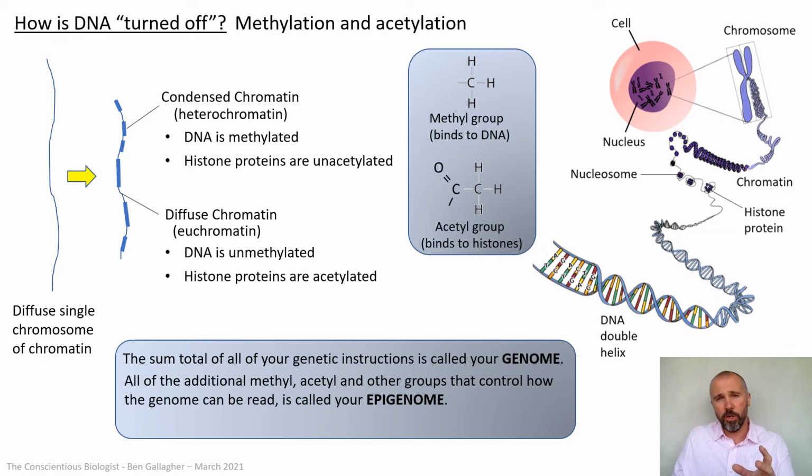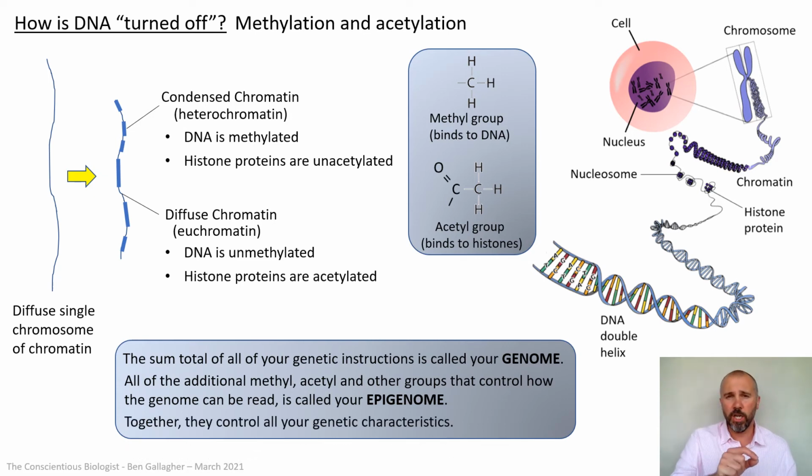So your genome is all of your genes, all of the proteins you can make. Your epigenome is how many of those are left accessible to you. The combination of those two things determines what genes get turned into proteins, and that determines all your genetic characteristics as an individual. Remember, your characteristics can also have environmental influences, but your genetic side of you is a combination of your genome and how your genome gets read, which is your epigenome.